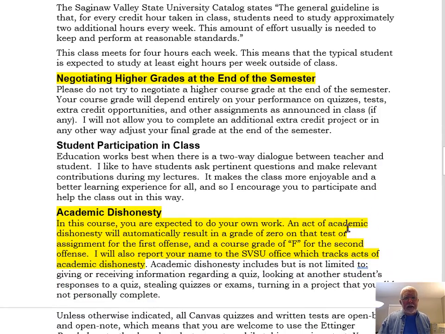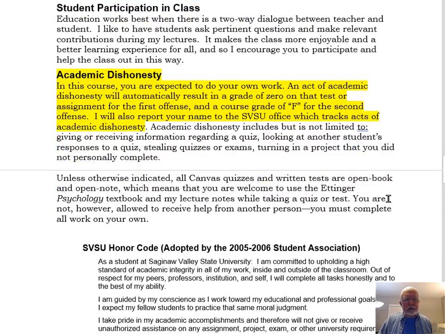Academic dishonesty. In this class, you're expected to do your own work. That's the single most important academic dishonesty issue. Active academic dishonesty will automatically result in a grade of 0 on the test or quiz or assignment on the first offense, and a grade of F for the course on the second offense. I will also report your name to the SVSU office that keeps track of these things.